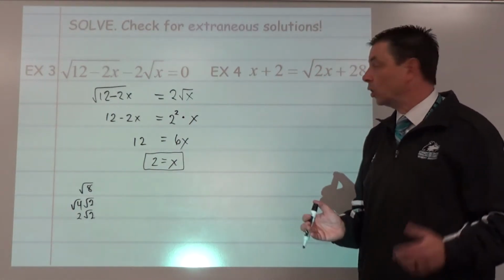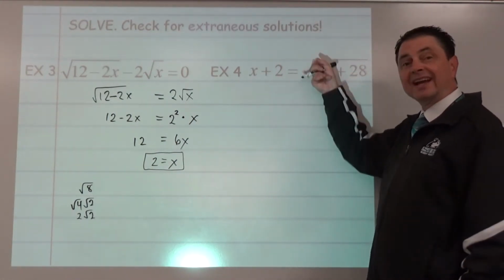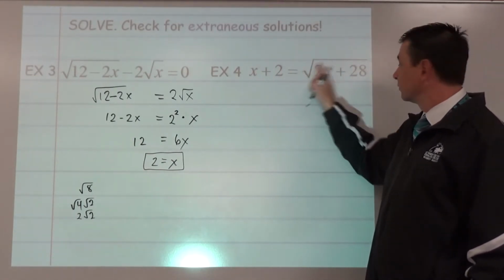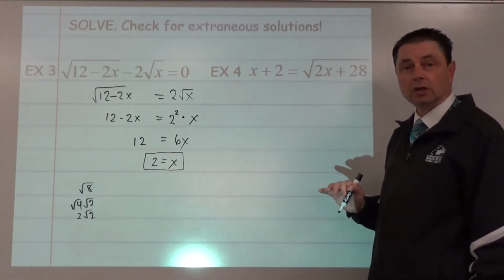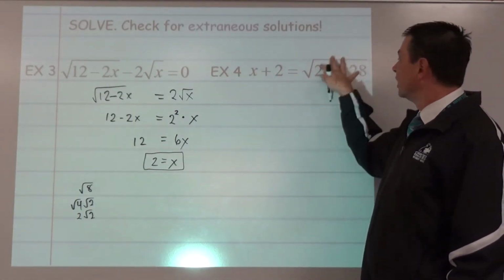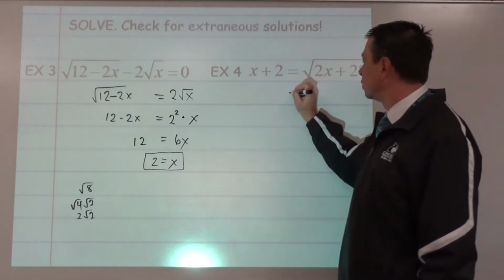Example number 4. Over on the right, our square root is already isolated. There's nothing outside, there's nothing in front, there's nothing after. So because there's only the one square root, we should be ready to undo this root. We're going to square both sides.